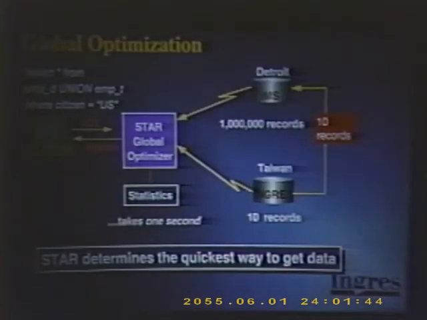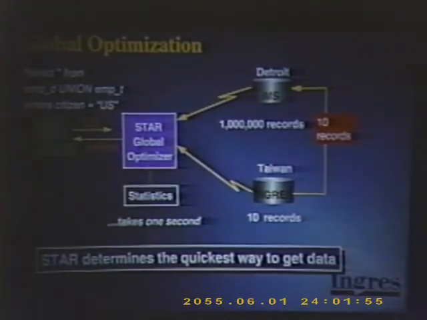If you were to execute a query asking for information about all of the employees within your organization who are U.S. citizens, STAR would determine that it would return that information in the most efficient fashion because STAR maintains statistical information about the relative distribution of data across your network. STAR knows, for example, that there are only 10 U.S. citizen employees in that organization who reside in Taiwan. And there are, let's say this is GM, there is a huge number who reside in Detroit.